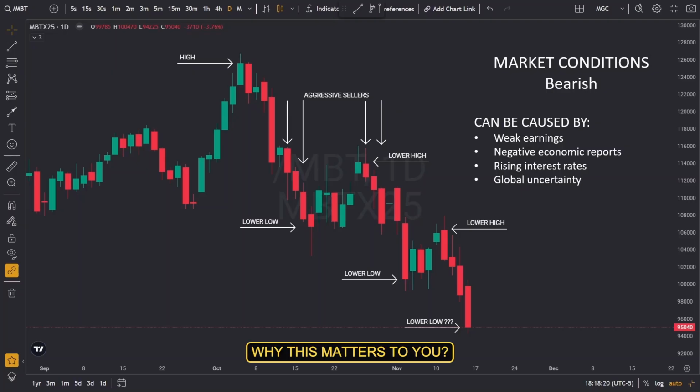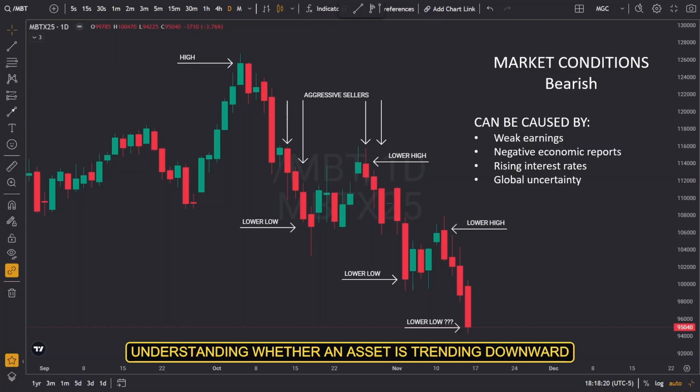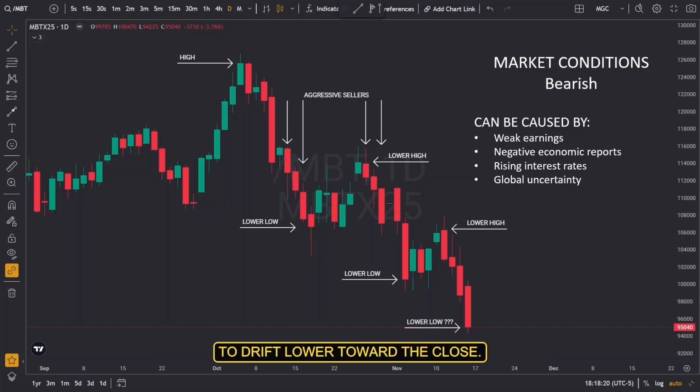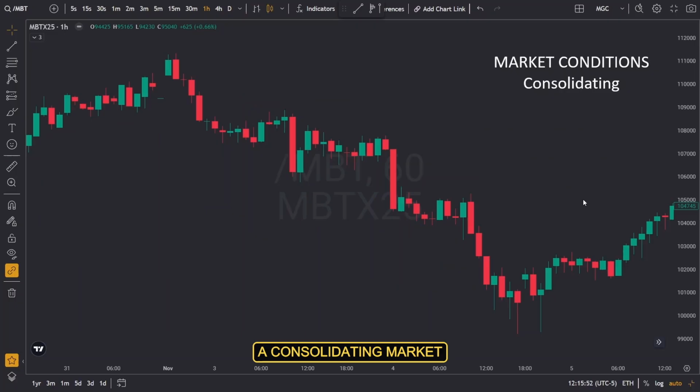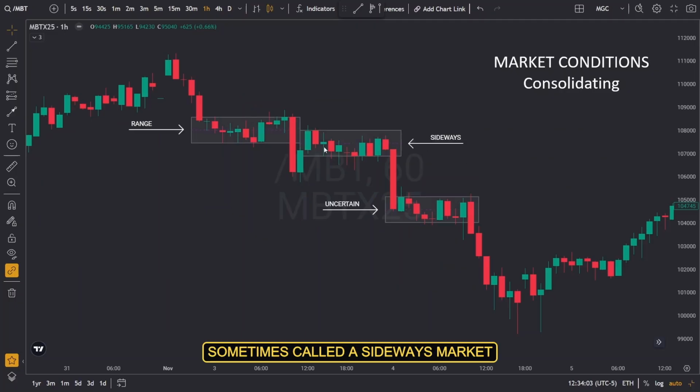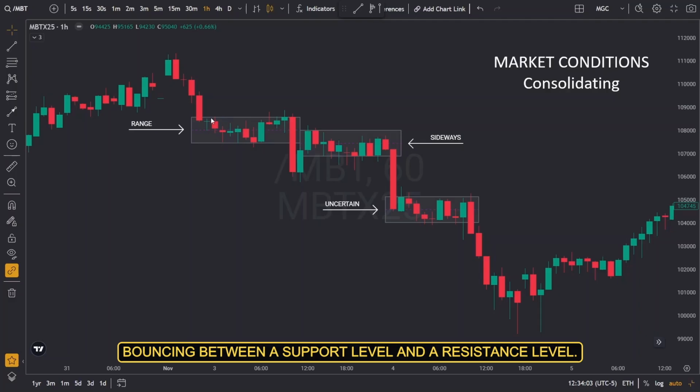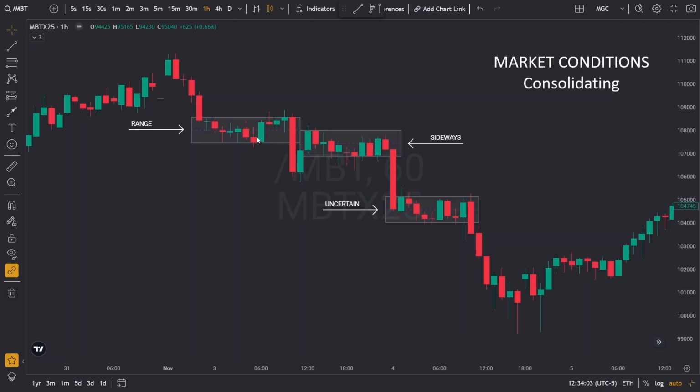And why this matters to you? Understanding whether an asset is trending downward can help you decide whether prices may continue to drift lower toward the close. A consolidating market, sometimes called a sideways market, happens when prices are not moving up or down in a meaningful way. Instead, the price moves within a range, bouncing between a support level and a resistance level.